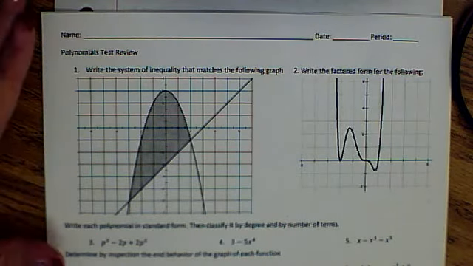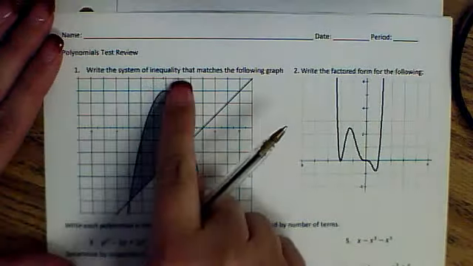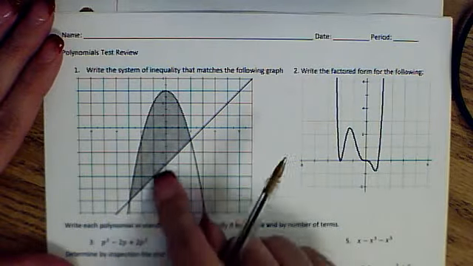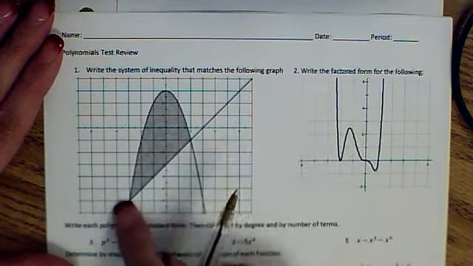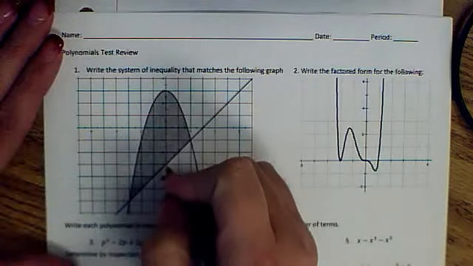This is the answer key to the polynomials test review. So problem number 1, we need to write a system of inequalities that matches the following graph. So we're going to look at the linear inequality first. That's that straight line. So for the linear, we look at M and we look at B.